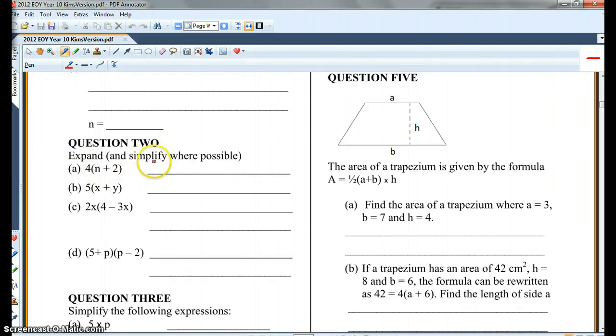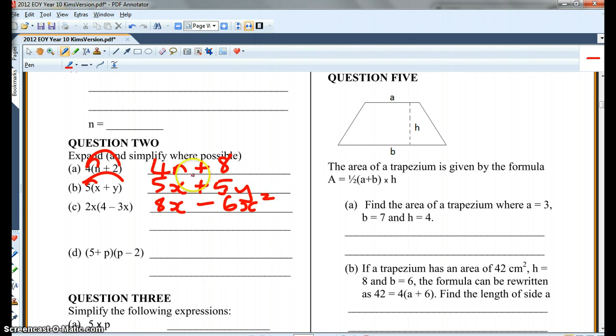Okay, so this one here, you've got 4n plus 8, because you go 4 times n is 4n, and 4 times 2 is 8. Here you've got 5x plus 5y. We're expanding. Here we go 2x times 4, which is 4 times 2 is 8x, minus 3 2's is 6, and x times x is x squared.